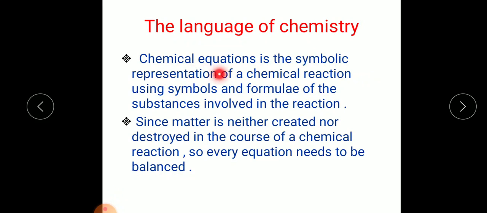Chemical equations, as we know, are the symbolic representation of a chemical reaction using symbols and formulae of the substances involved in the reaction. The chemical equation is based on the law of conservation of mass, which states that matter is neither created nor destroyed in the course of a chemical reaction. So every equation needs to be balanced.